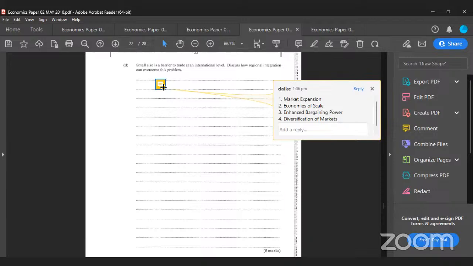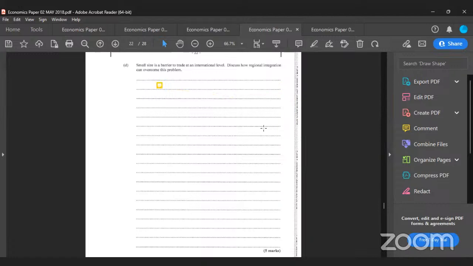And finally, there's also a diversification of markets, in that they have access not only to the markets in the region, but to more markets overall, which are worldwide. And yeah, that's it.